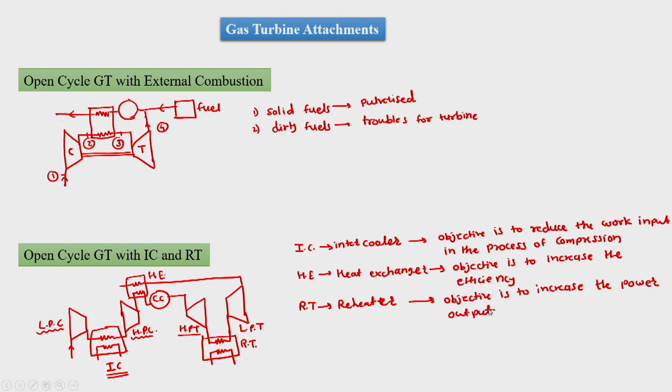of the cycle. So once we have reheating done, then air will go to the low pressure turbine, and from the low pressure turbine the gas will go to the heat exchanger, and then it will get exhausted into the atmosphere. So we are seeing that these two attachments are extra for a gas turbine power plant.